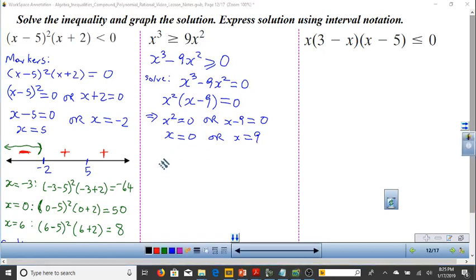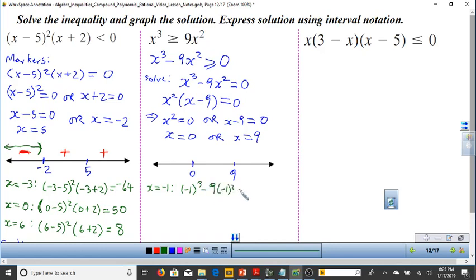And then we draw our little number line, put two markers in this case, 0 and 9. And then we try numbers. I try a number to the left of 0, such as -1, and then I plug it into my standard form inequality. -1 cubed is -1, minus 9 times -1 squared, which is just going to give us -10, which means we have a negative region here.